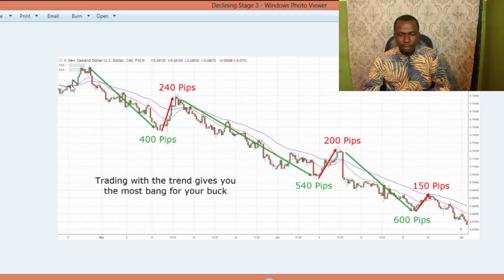So if the market is in a downtrend, you only look to sell. And when do you sell? You wait for the market to make a retracement to resistance before you place your sell trade. So I'm going to give you a picture example of a decline stage, so for you to understand what we are talking about. So this is a picture of a decline stage.